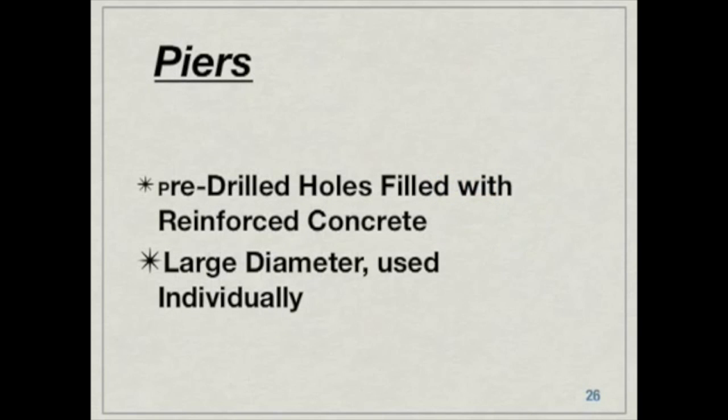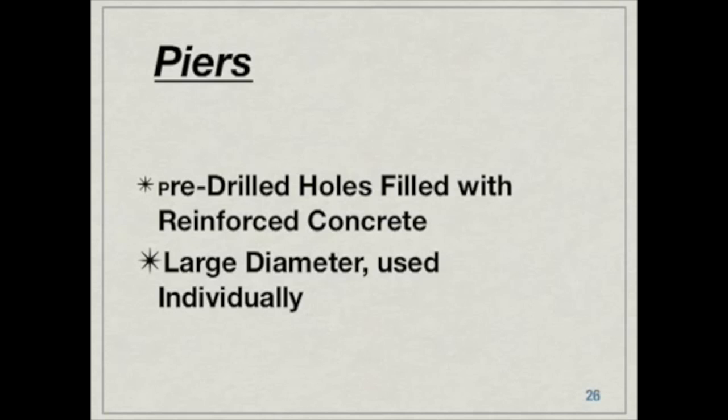And now piers. Piers are often used individually as opposed to piles, which are used in clusters, because with piers we can typically make them at whatever diameter we wish. The typical diameter of a pier is about 18 to 36 inches, but 6-foot diameter piers are by no means unheard of.